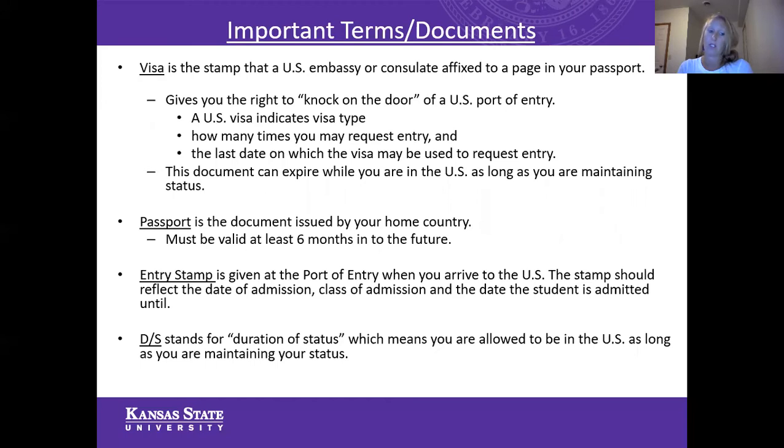The visa indicates the visa type. This should match your documents such as your I-20 or your DS 2019. It also indicates how many times you're allowed to ask to be entered under that stamp. And it also has an expiration date. We have an example later in this presentation.